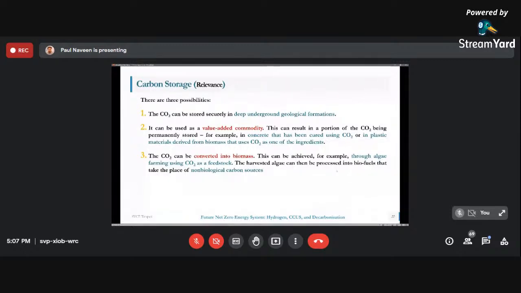It can be used as a value-added commodity. I'll tell you why carbon dioxide utilization can be considered a value-added commodity. Also, in the third point, we can see that it can be converted into biomass, through algae farming using this carbon dioxide as a feedstock. The harvested algae can also be processed into biofuels from non-biological carbon sources. That's how we can find an alternative use for this carbon dioxide collected from industries.